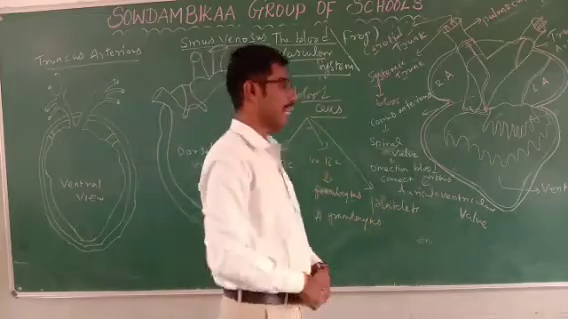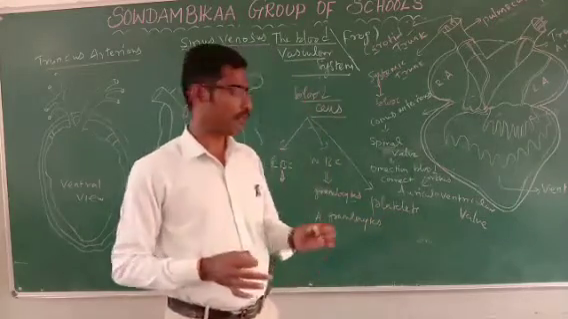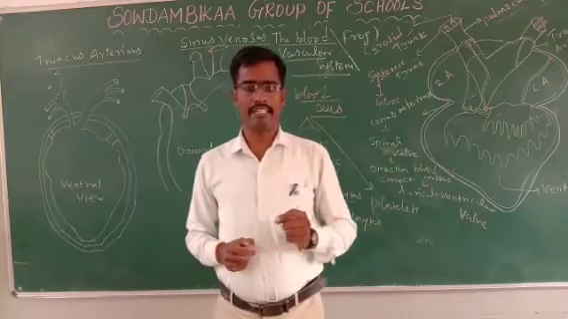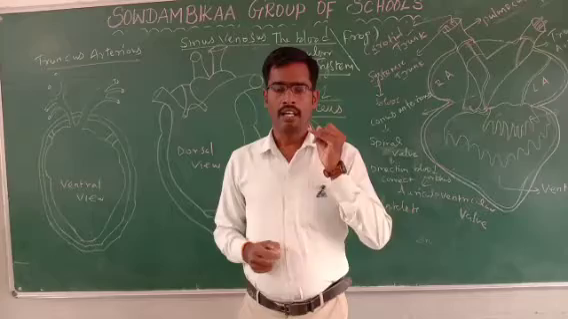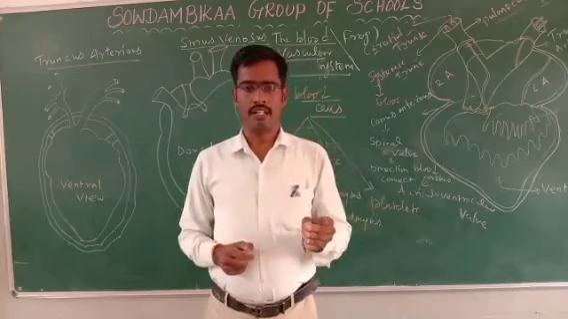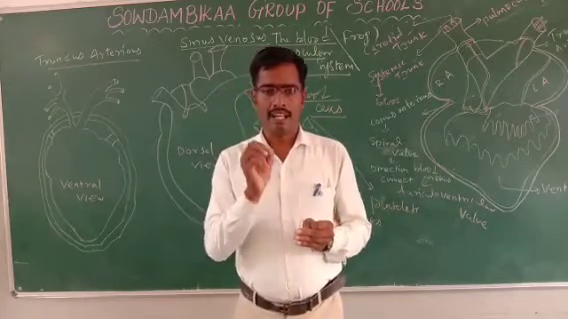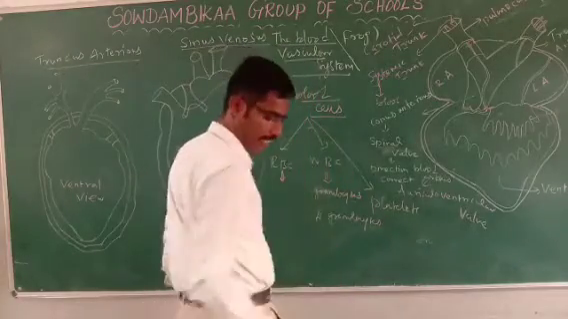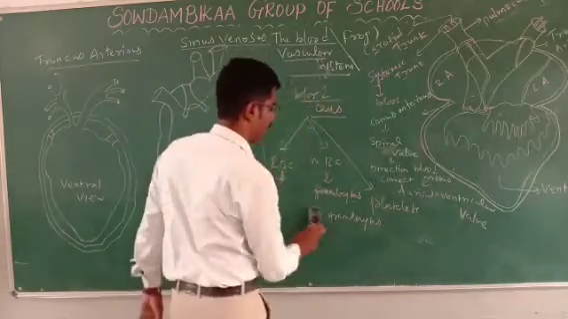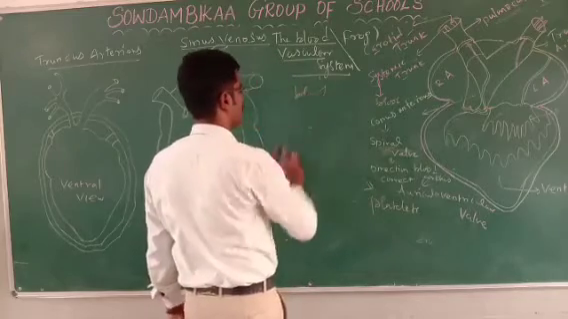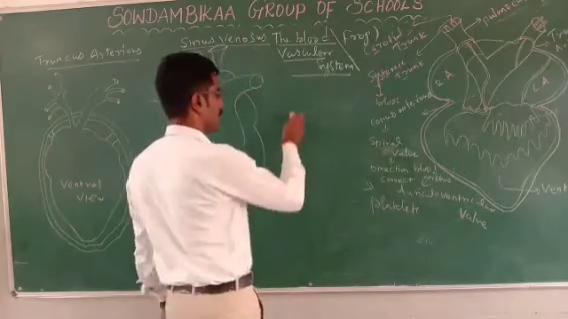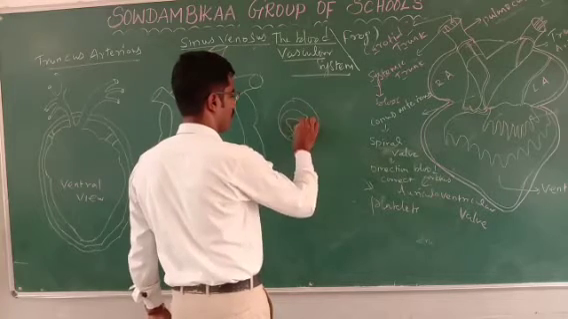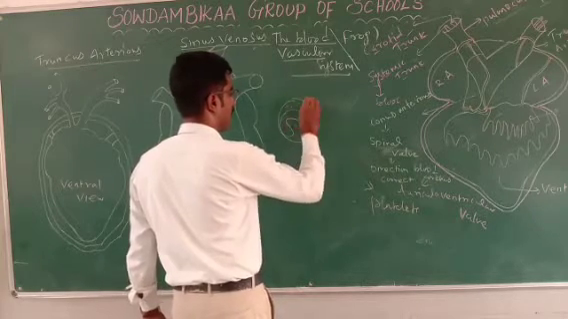Granulocytes mean blood cells that contain minute granules. For example, basophil, eosinophil, neutrophil: these all contain dot-like appearances inside, that is, granules. Hence the name is called granulocytes. Inside the cell, for example the neutrophil, there are minute granules.